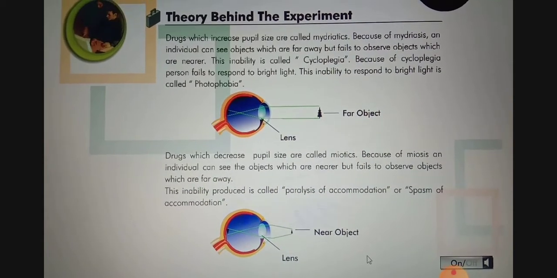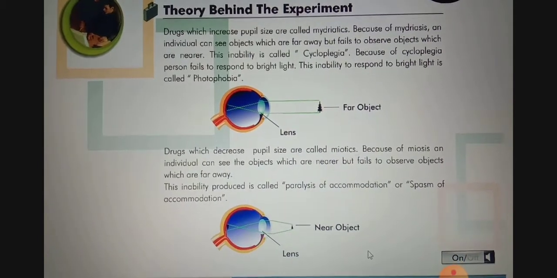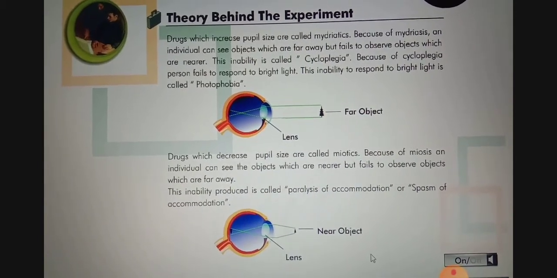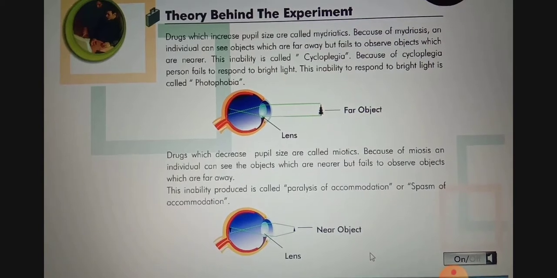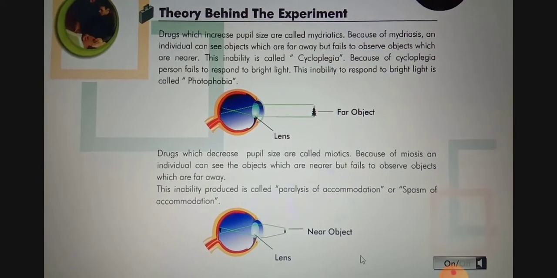Okay, due to the instillation of miotic drugs, the person can easily see the object which is nearer but can't see the object which is far away. Okay, and that term is known as paralysis of accommodation or spasm of accommodation.